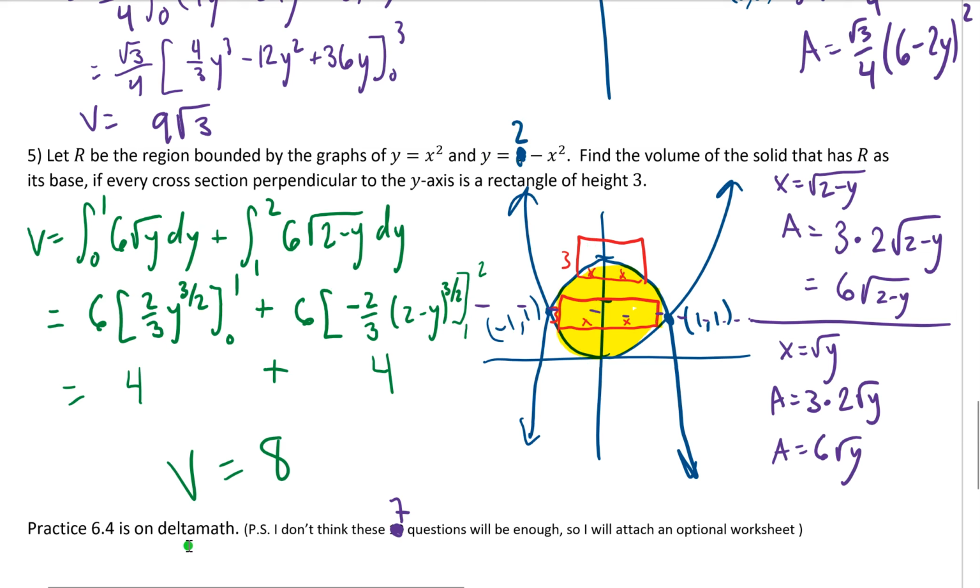Okay, so practice 6.4 is on Delta Math. P.S. I don't think that these, it was 10, but then I changed it to 7 questions will be enough, so I will attach an optional worksheet. The reason I say that is on Delta Math, we only have problems that are perpendicular to the x-axis, so you always use dx. But that's all the options they have, but I still wanted you to see the cool animations because they are really cool.